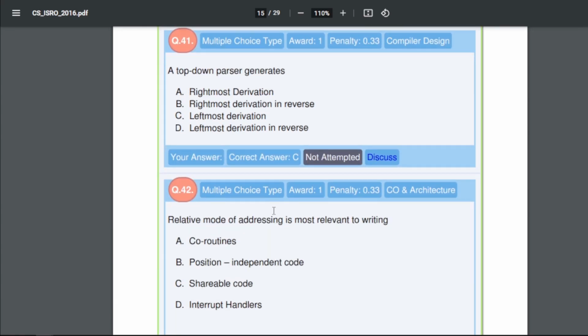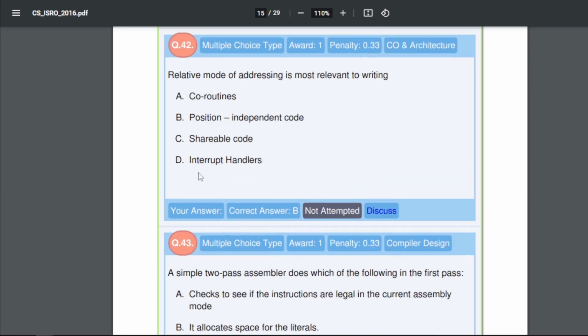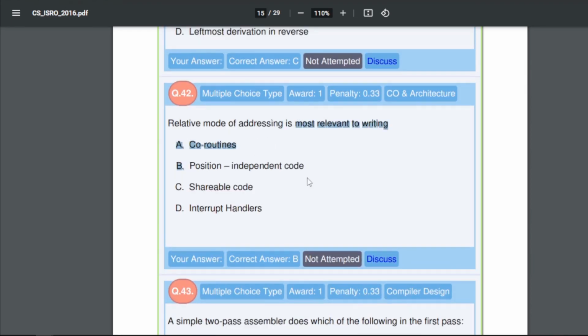42: a relative mode of addressing is most relevant to writing what? Relative mode of addressing is most relevant to writing B, that is position independent code. Okay, remember this, relative mode of addressing is most relevant to writing position independent code.